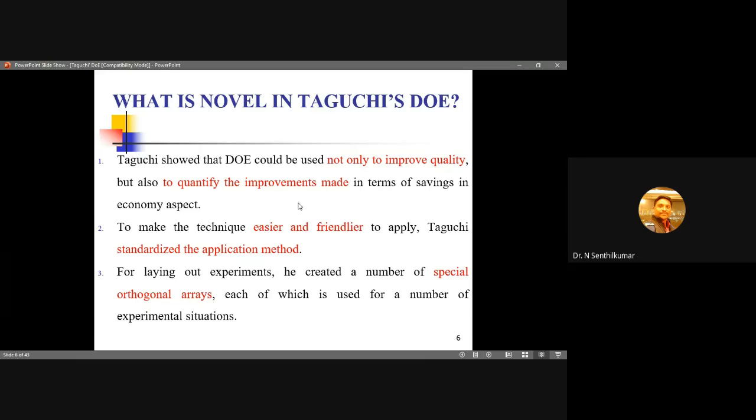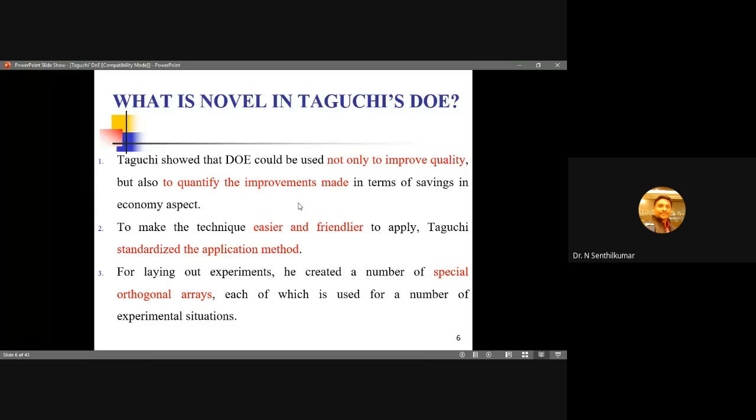Right? So, how has he designed the experiments? For the experimental design, some combination of input parameters is needed, no? So, how has he formulated it? He has developed special orthogonal arrays, right? He developed special orthogonal arrays for different conditions. So, for different conditions, different orthogonal arrays are there.